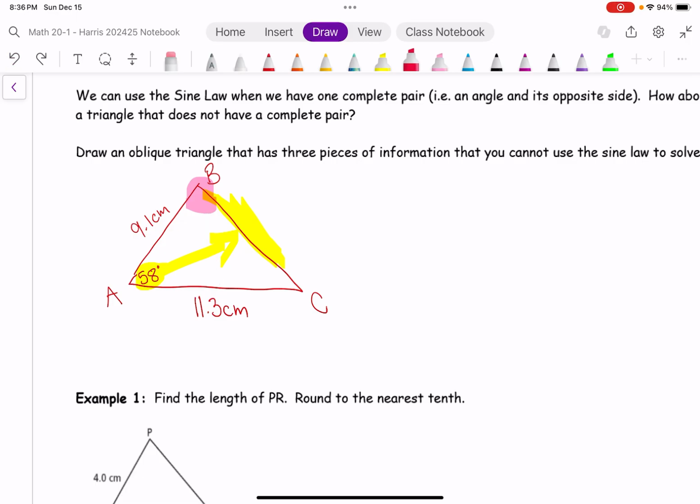So this is two sides and one angle that aren't pairs, or another type of triangle. Sorry, I'm just going to write this so we know it. So it's going to be two sides, and we're going to say this is an included angle.